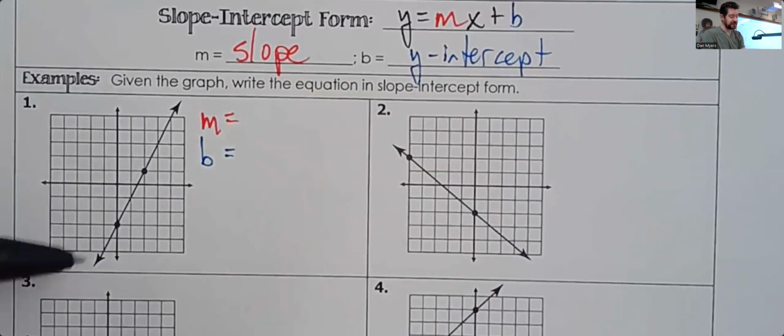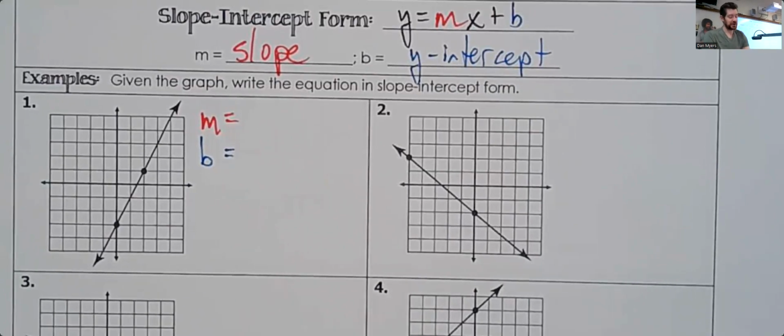Remember, you're looking left to right, and then you can count up for this one and then over. Up, and then you're looking at it from the left to the right. So you're going to go up and then over because we need rise over run for the slope.